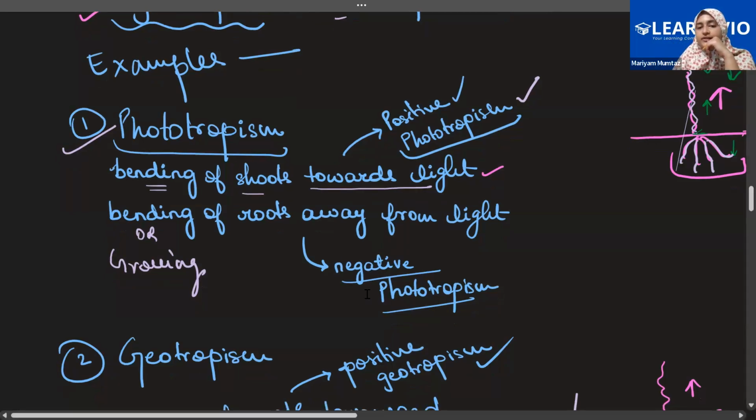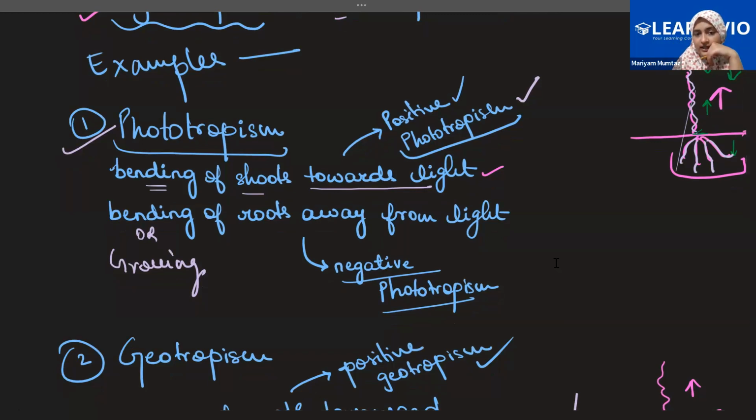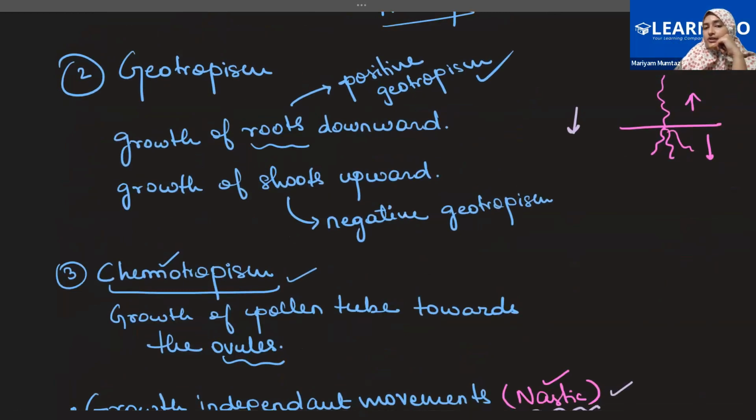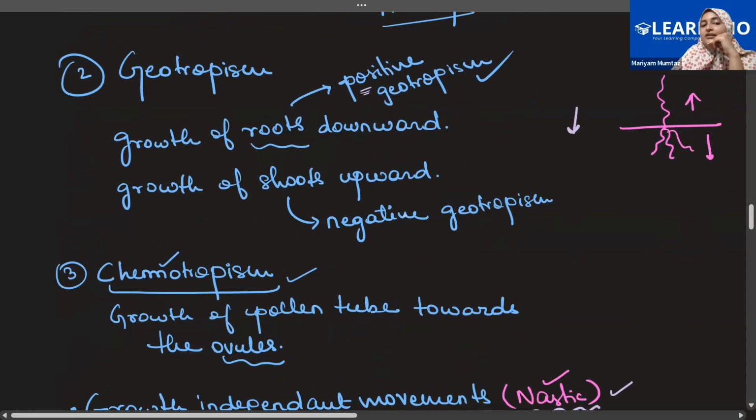What about the others? I only hear two voices. What about Mariam and Abdul? Kavi? Clear? Yes, miss, it's clear. Okay, very good. All right. Now we'll see geotropism. The growth of roots downwards is showing positive geotropism, and the growth of shoots upward is showing negative geotropism.